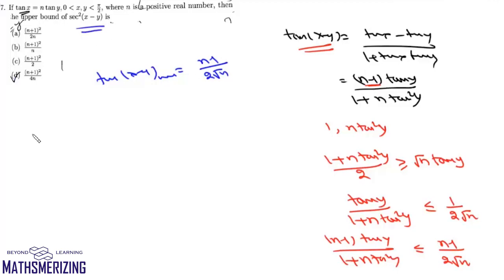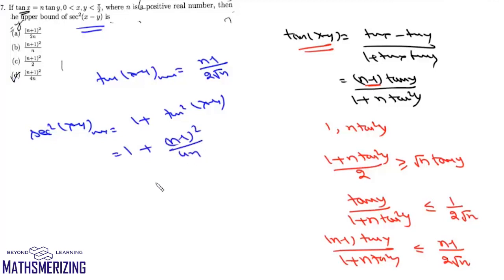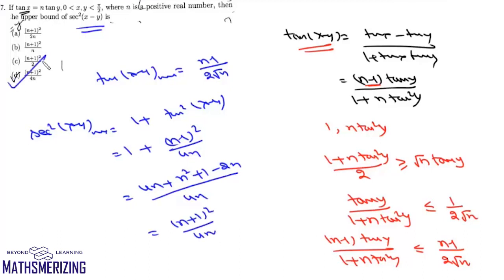Now if we have to find the upper bound of secant square x minus y, it will be 1 plus tan square x minus y, so it will be 1 plus n minus 1 whole square upon 4n, so it will be 4n plus n square plus 1 minus 2n upon 4n, so it will be n plus 1 whole square upon 4n, and that's your option number D.